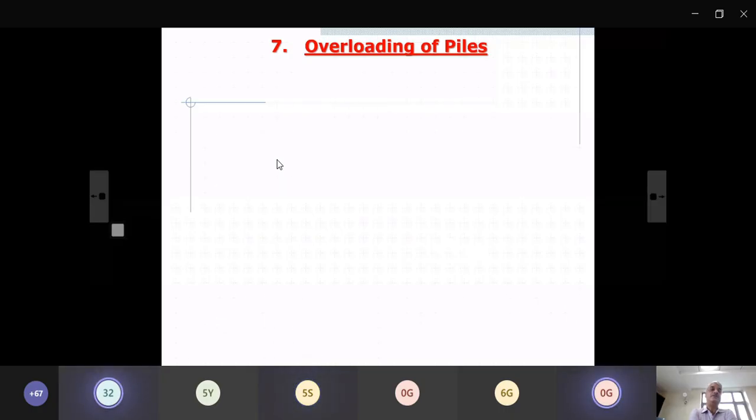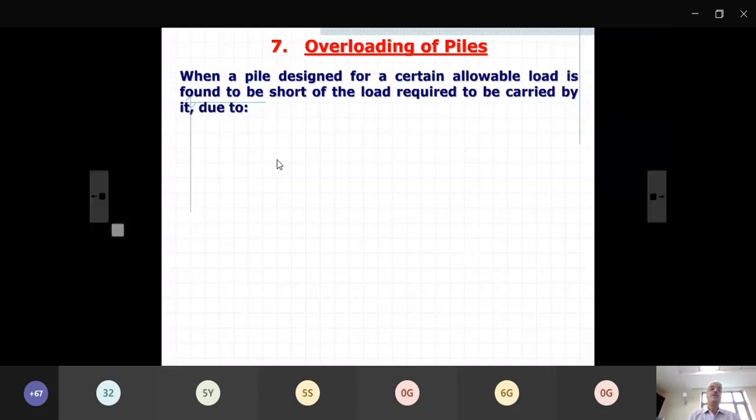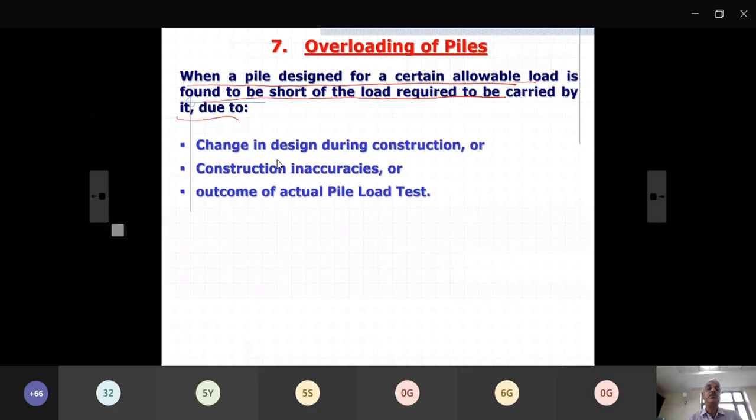Now, you sometimes permit some overloading of piles also. Now, when do we permit and how much is permitted? Let us see. Now, you design a pile for a standard allowable load, as I told you. And later on, when you check it by pile load test or something, in design time, you don't take any allowance, whatever factor of safety, everything you do and find out. But this pile is found to be short of that load when you do pile load test, and it can be due to many reasons.